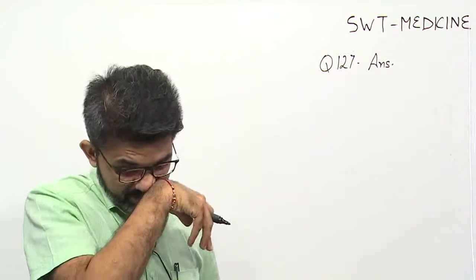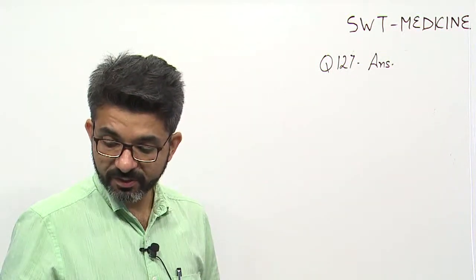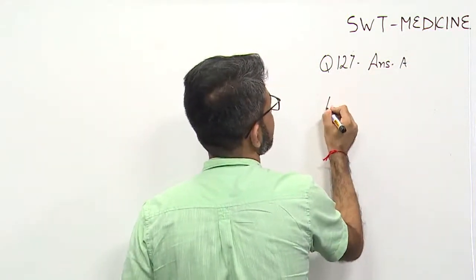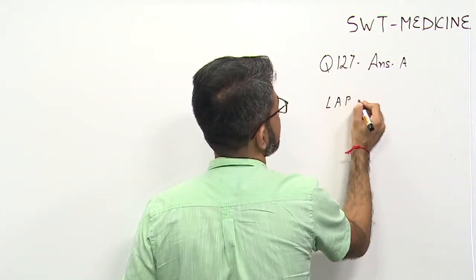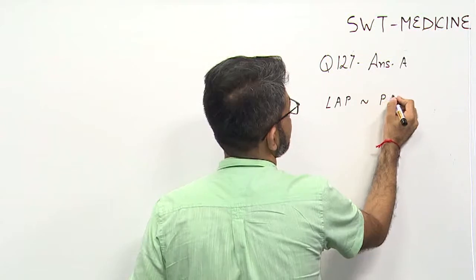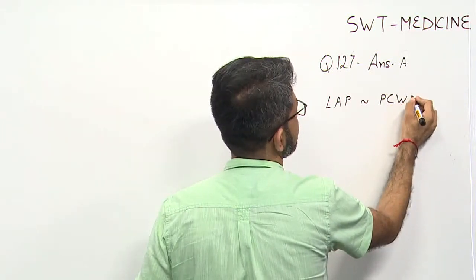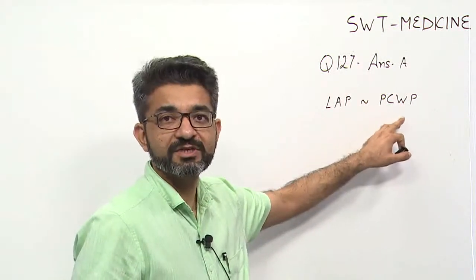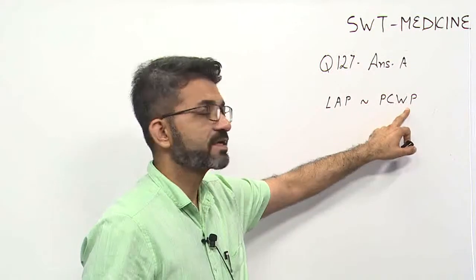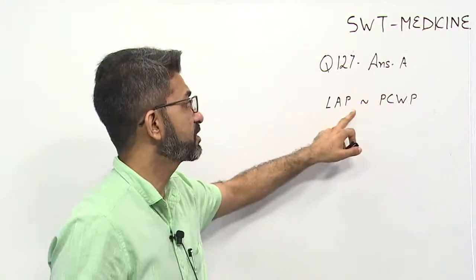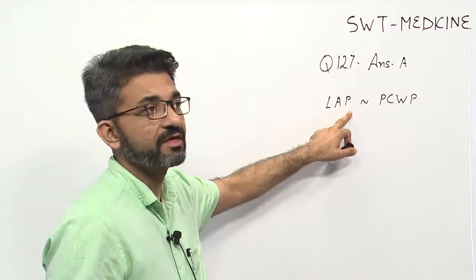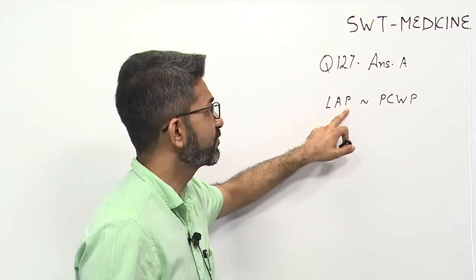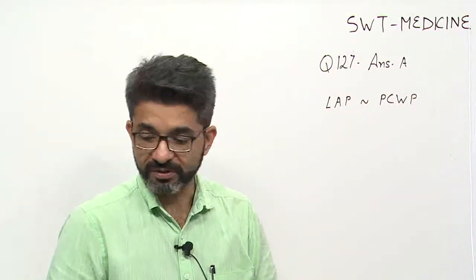Question number 127. It says that left atrial filling pressures closely approximates. Answer is A. Left atrial pressure closely approximates pulmonary capillary wedge pressure. In all patients who have cardiogenic pulmonary edema, pulmonary capillary wedge pressure increases, thereby it reflects in left atrial pressure. In non-cardiogenic pulmonary edema, pulmonary capillary wedge pressure is normal, and therefore left atrial pressures are also normal.